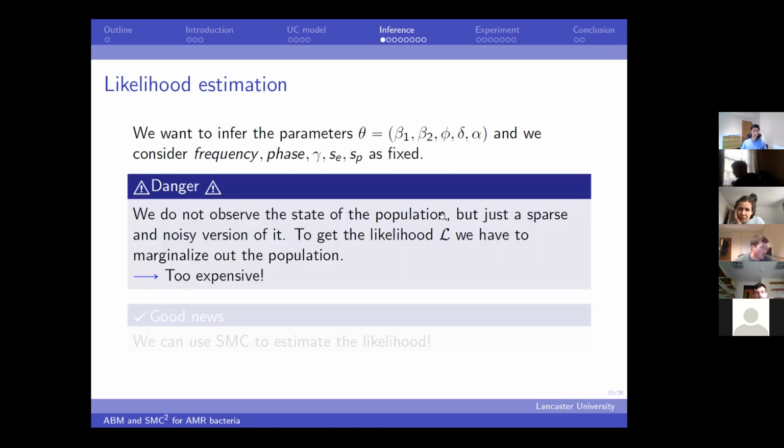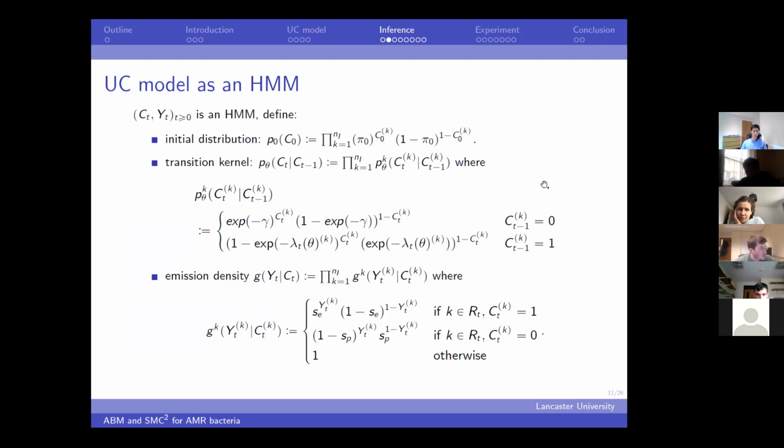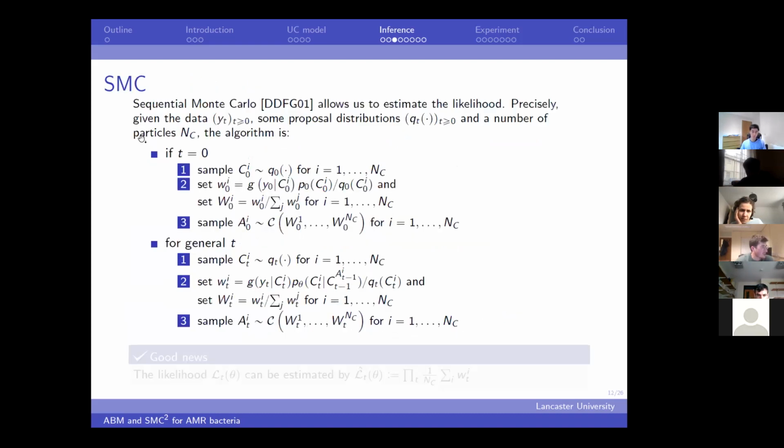So of course, the big problem here, as I said before, is the computation of the likelihood, because we need to marginalize out the whole population. But as I said, one possibility is to use SMC to estimate the likelihood. So just to fix some convenient notation, we will say that this is the initial distribution of our latent process. This is our transition kernel for our latent process, and this is our emission distribution. So if we fix this notation, then an SMC is something like this.